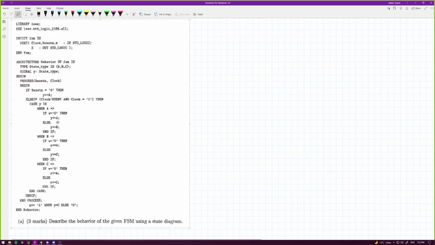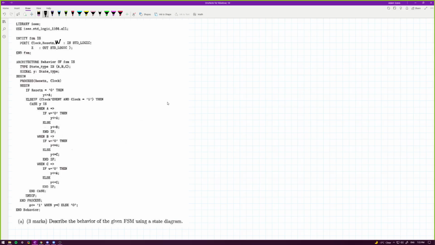Let's start here. The question says, describe the behavior of the given FSM using a state diagram. So obviously we want to make a state diagram. Let's take a look at what's happening here. Hopefully we can understand all the code. We have a clock coming in, a reset coming in, and a W, and Z is our output here.